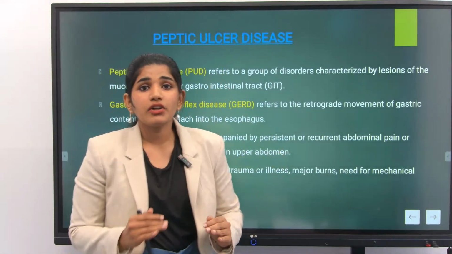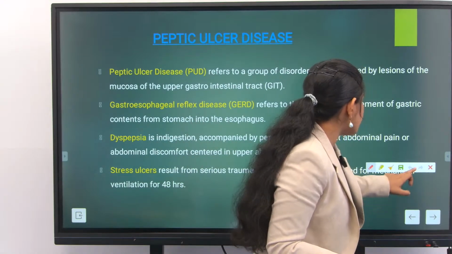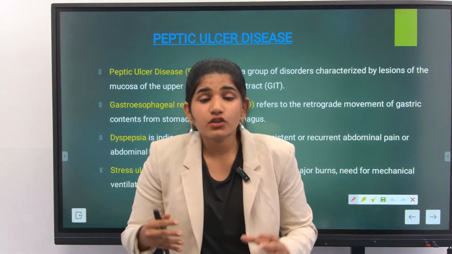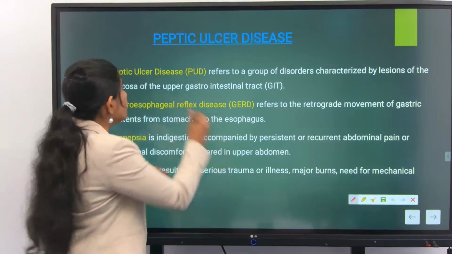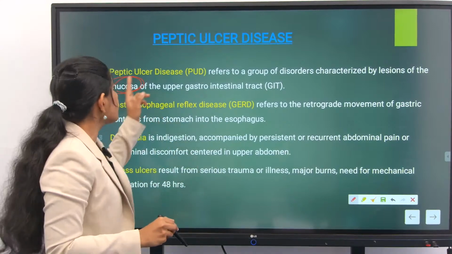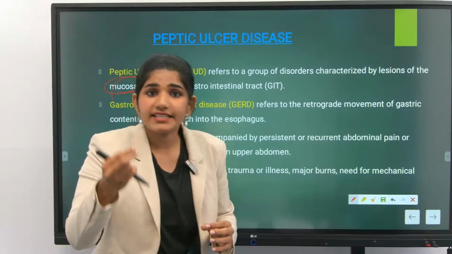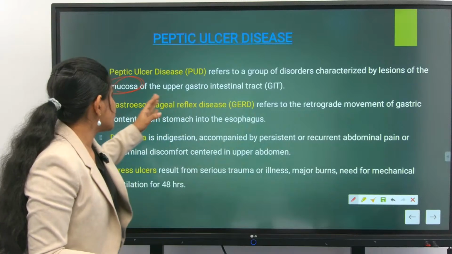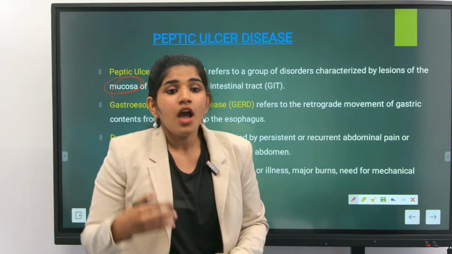Now we can study the basic terms and basic diseases. We know that mucosa is the protective layer. So what is peptic ulcer? Peptic ulcer is a group of disorders characterized by lesions of the mucosal layer. Excessive hydrochloric acid is produced, resulting in open sores, mainly affecting the upper gastrointestinal tract. That is peptic ulcer.